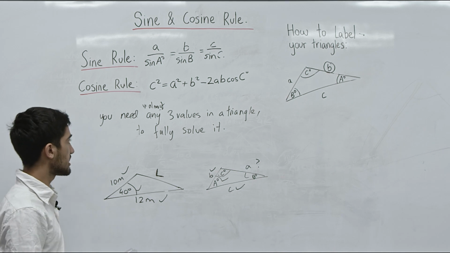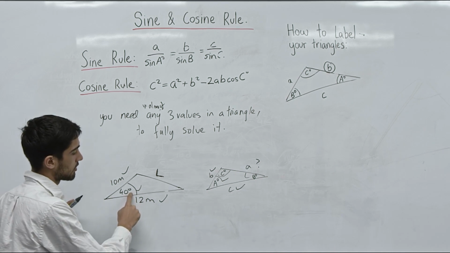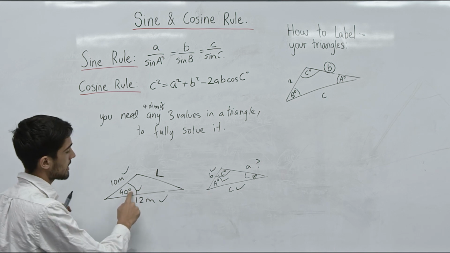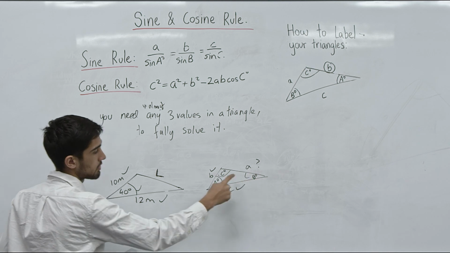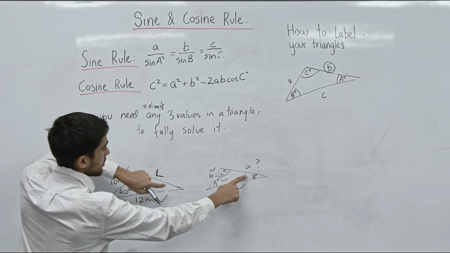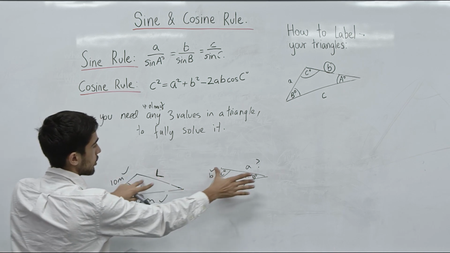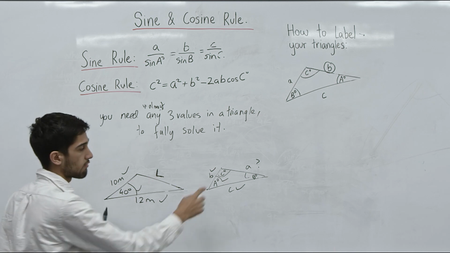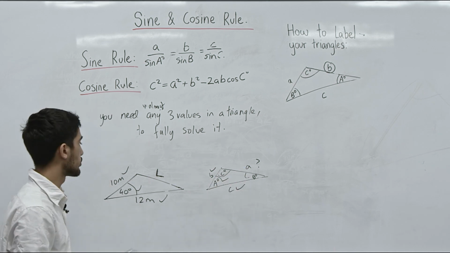The only difference here, unlike the previous example, is that we don't have any angle and its matching side. We have the side C, but we don't have the angle C. We know the side B, but we don't know the angle B. And we have the angle A, but we don't have the side A. So we have no pair of side and angle. We don't have any of those pairs.